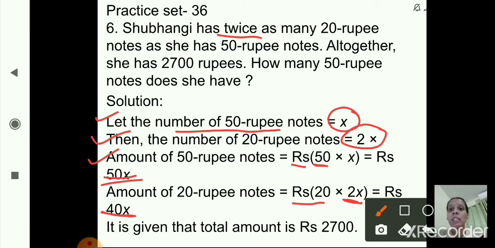So we got the amount of 50 rupees notes equal to 50x and the amount of 20 rupees notes equal to 40x. Now in the question next it is given that altogether she has 2700 rupees. It is given that the total amount is rupees 2700.